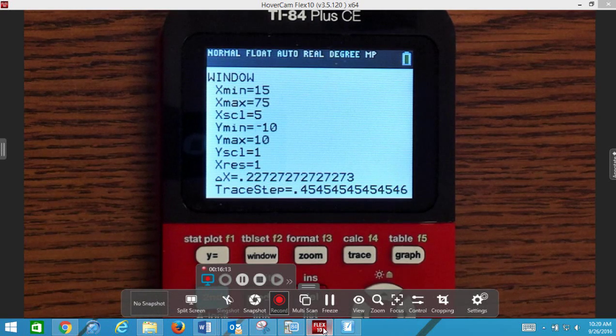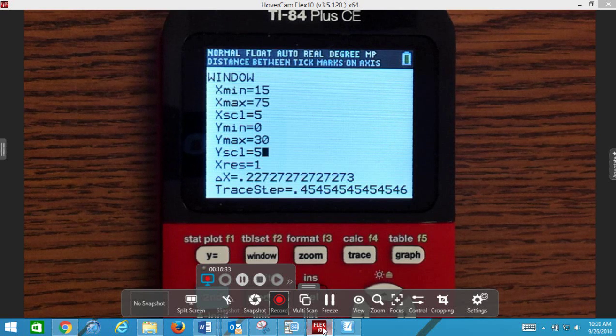Then our y's, what's our lowest y? 14. That's kind of weird. I'm just going to go 0. And our highest y? 28. All right, I'm just going to go to 30 for our highest y. And I'll count by 5s again.